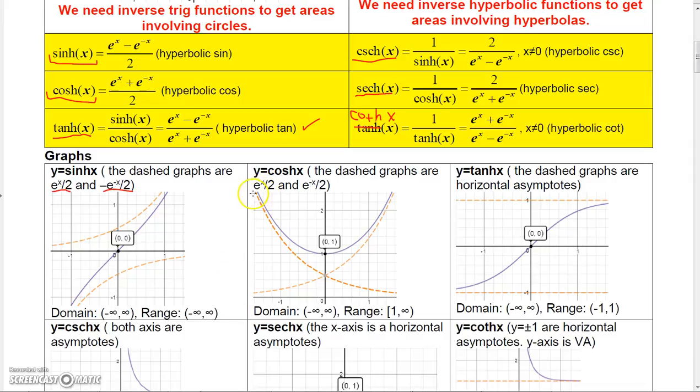Now if you took e to the x over 2 and e to the minus x over 2 and added those two together, that would be these two. When you add these two together, you would actually get this hyperbolic cosine function. And then, I'll just show you the rest of them.